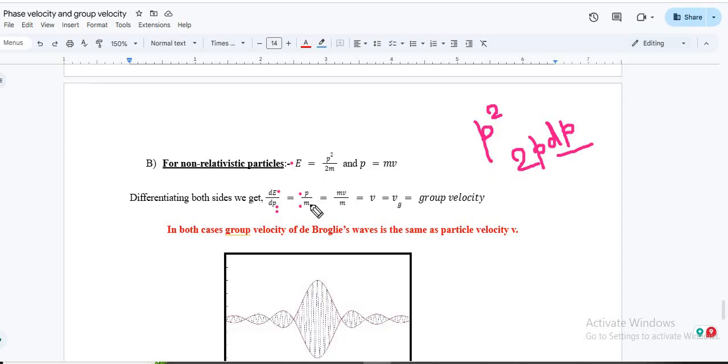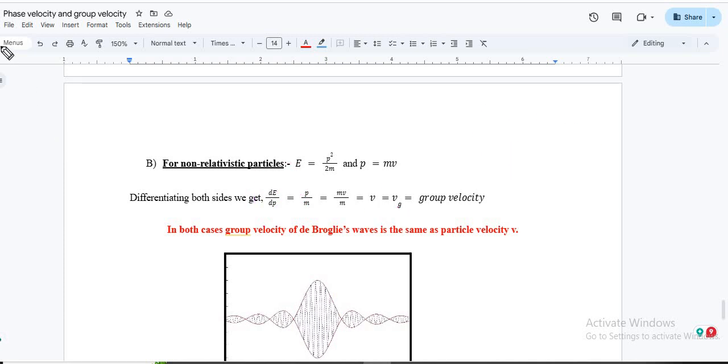Now what is p? P is the momentum, given as m into v, where v is the velocity of the particle. So m will cancel out, and this is left with the velocity of the particle. Now you know dE/dP is the group velocity, so obviously the particle velocity is equal to the group velocity. This is the thing we tried to prove. In both cases, the group velocity of de Broglie's wave is the same as the particle velocity.